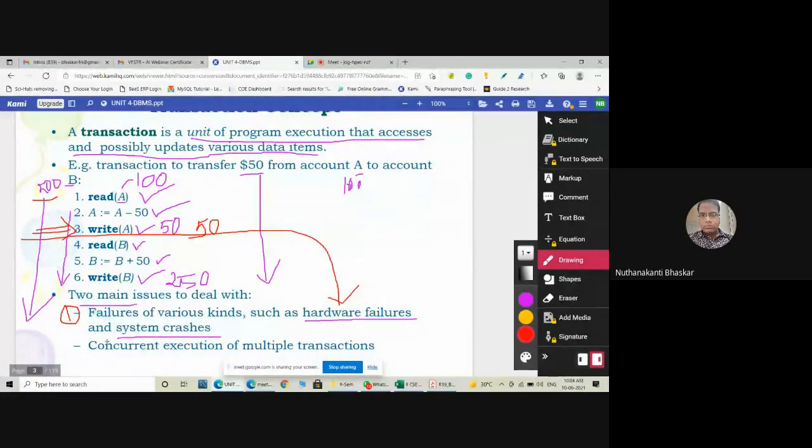Now, there is another case for failure of your transaction, that is concurrent execution of multiple transactions. That is also one more problem. Then what is this concurrent execution? Can anyone tell me what concurrency is? What is the meaning of concurrency? Happening at the same time, parallel execution. Yeah.